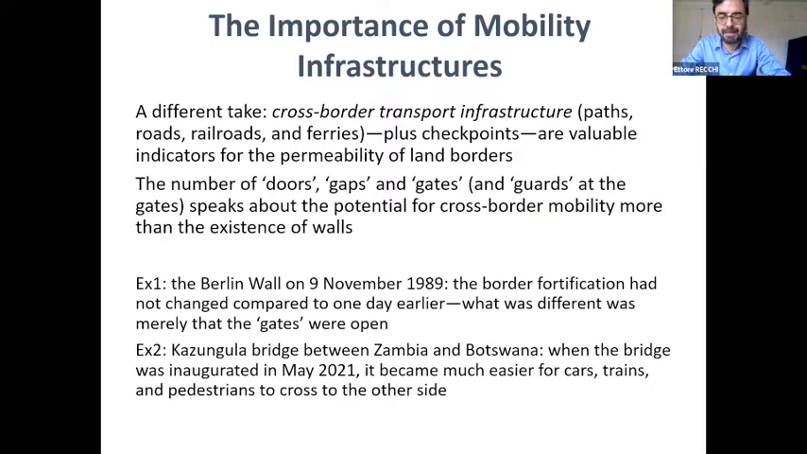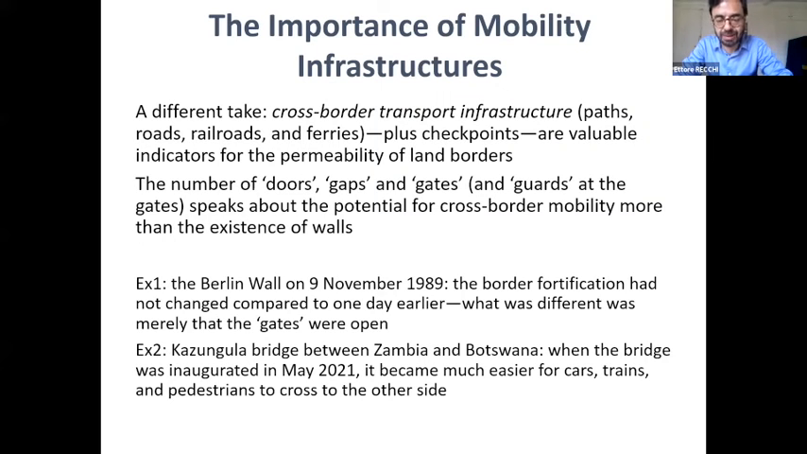So I have a couple of examples here to clarify why we underscore the importance of infrastructure over walls. For instance, the Berlin Wall: the day after it fell, actually, it didn't fall down, the gates were open. So what really changed was the fact that checkpoints were no longer checkpoints. The gates were open, and so the border was much more permeable the day after the metaphorical fall of the wall rather than the day before.